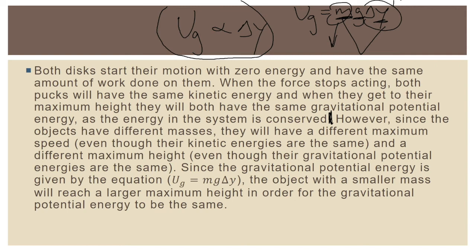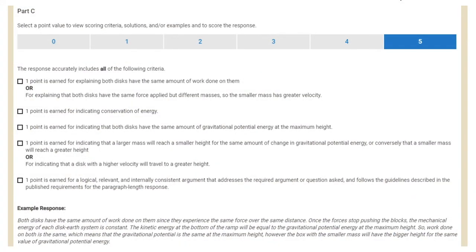All right, taking a look at the scoring guide here. The scoring guide says this part of the question was worth 5 points. Notice that last point is for the paragraph length response format here. So you got 1 point for explaining both of the disks have the same amount of work done on them, or you could have said they have the same force but different masses, so the smaller mass is going to have a greater velocity. That works too. Same force, different mass, different acceleration. Of course, different acceleration means different velocity. That works. In my opinion, you'd be insane to not talk about the work.